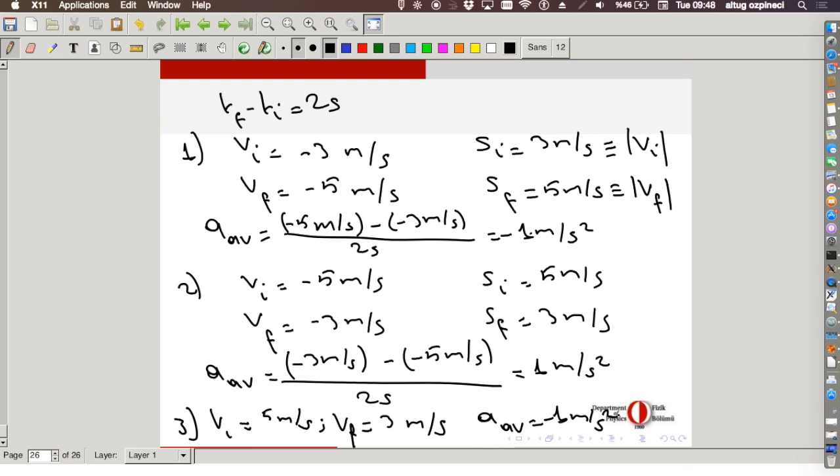Any questions on speed, velocity, acceleration? Now, in these examples, we don't know how the acceleration is changing. We only have the velocities at two times. That's the only thing we know. So we don't know whether the acceleration is changing or not.